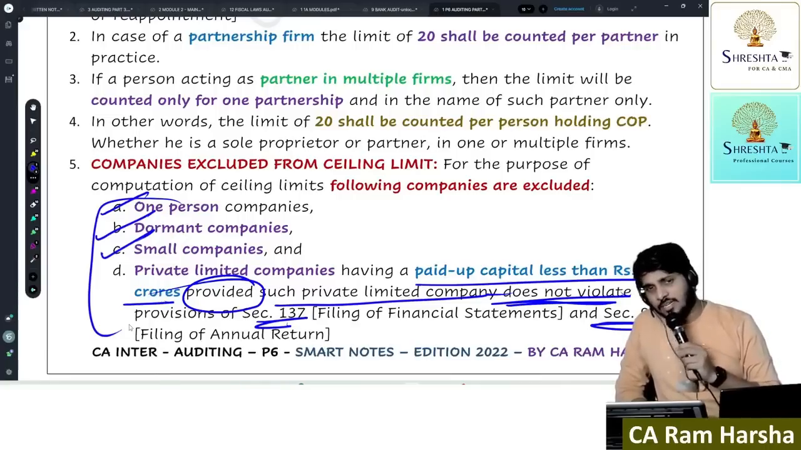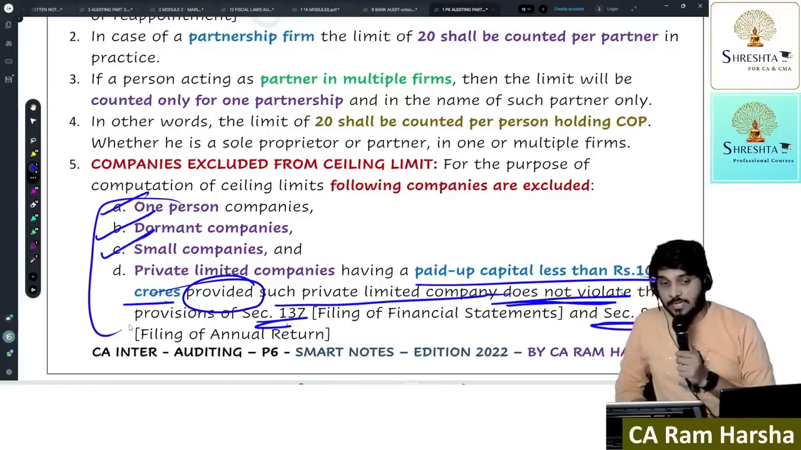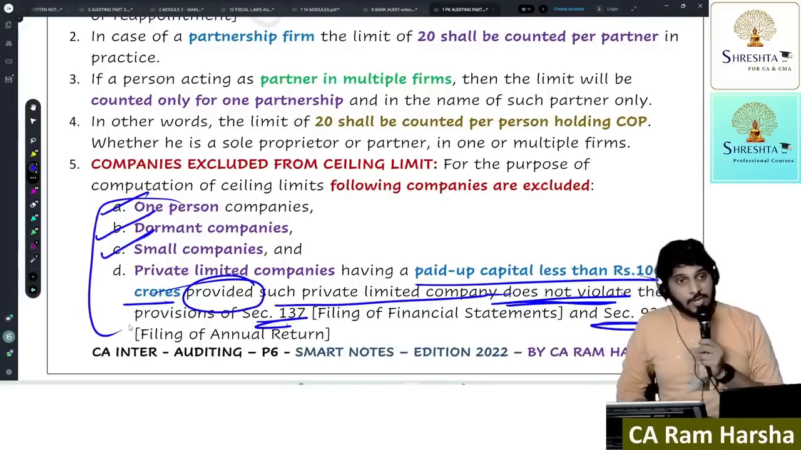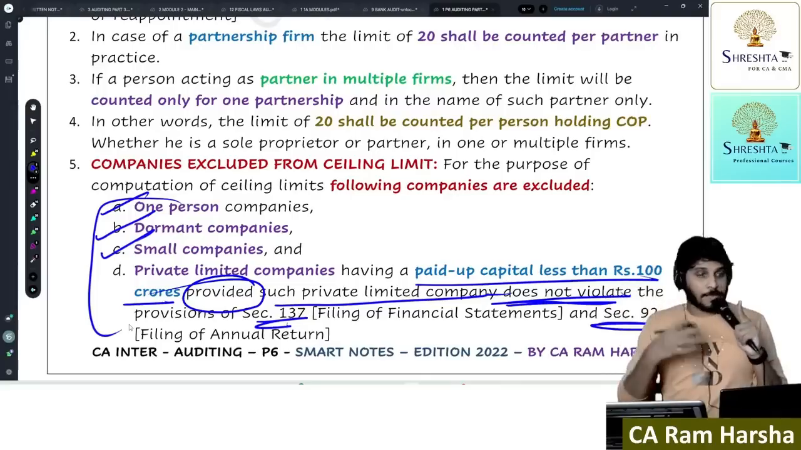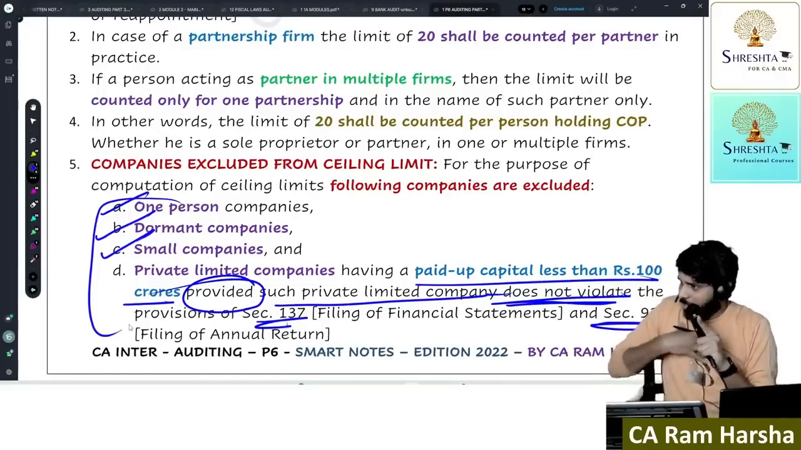Which partners will you consider? Only those partners who are CAs, having COP. Suppose I'm a partner in 2 firms. Now, firm A 20, firm B 20? No, all firms together, on my name. How many can I accept?